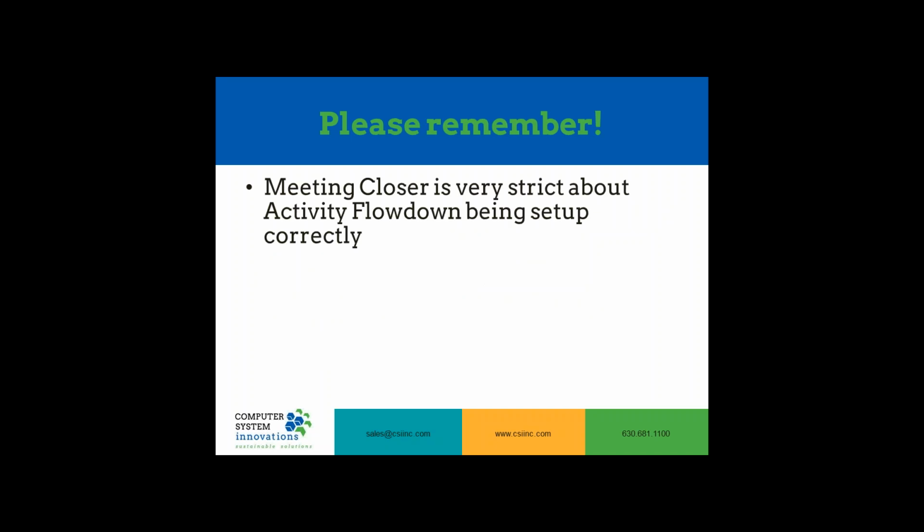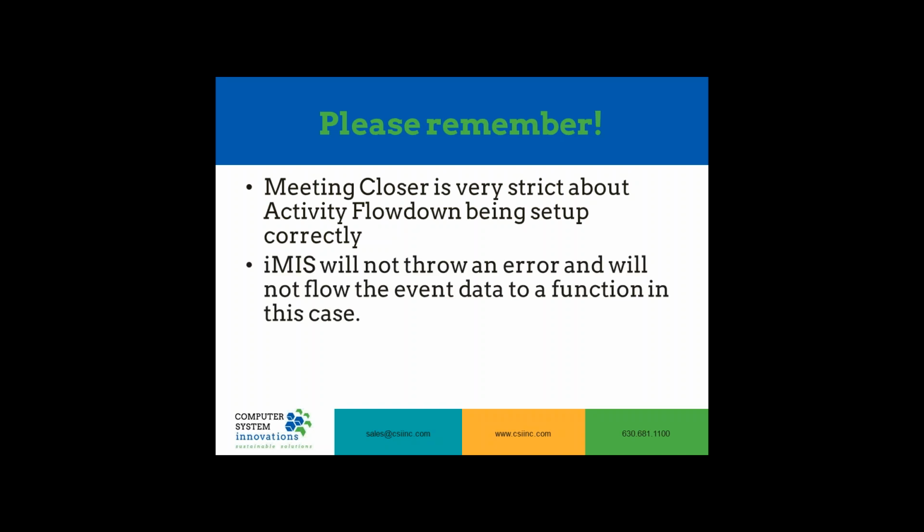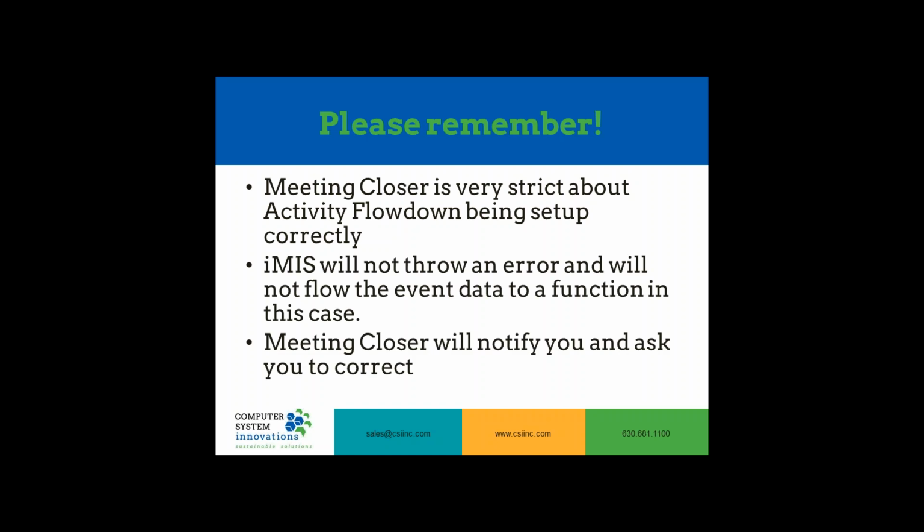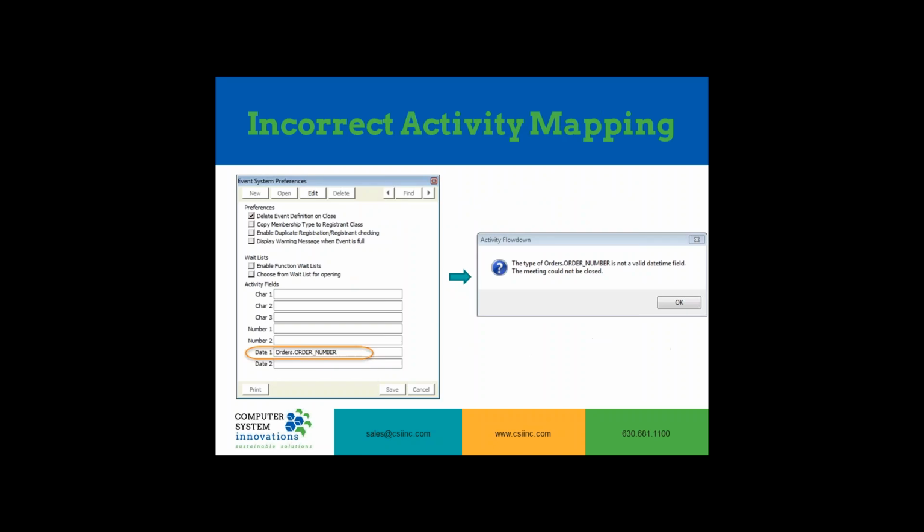Okay, Meeting Closer is very strict about activity flowdown being set up correctly. Many of you, your solution provider started with a base core IMIS setup database that actually was slightly corrupt. It had some bad activity mapping in the event setup for IMIS. And when you go to close an event in IMIS, IMIS just says, that's no good, and it ignores that. Meeting Closer actually says, oh, wait a minute, you need to fix this. This is not good. And so some of the errors might look like this.